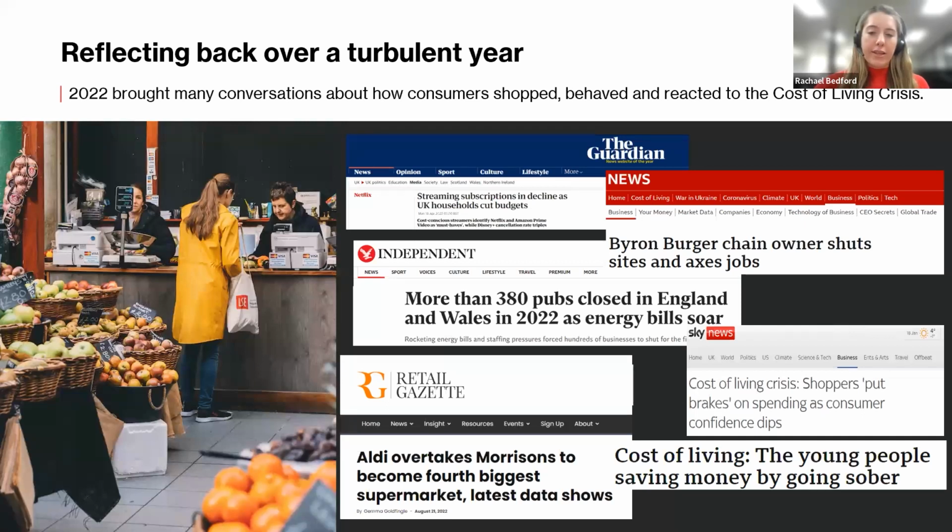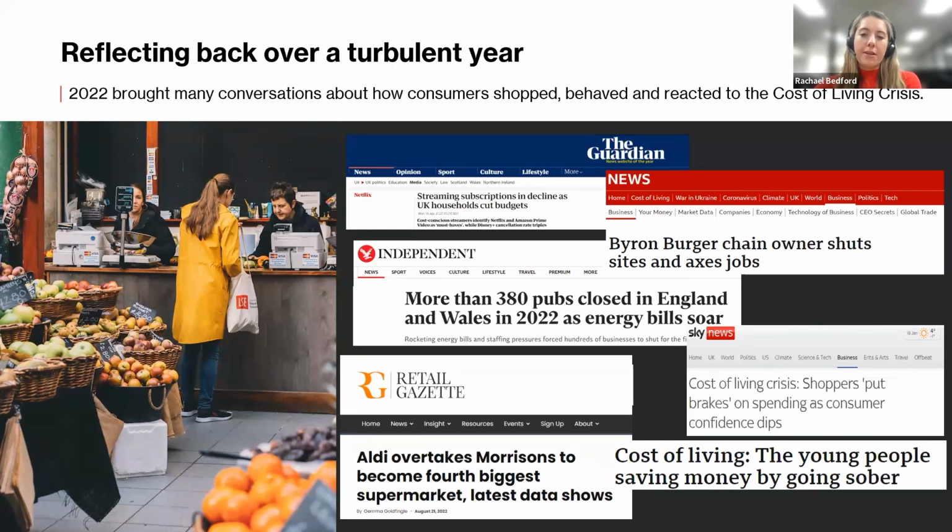Some brands did better than others, and some categories fared better than others too. What we're going to do in this section is look at some of the consumer behaviour trends that occurred in 2022, using brand dimensions to look at it in even more detail than we have done so far.